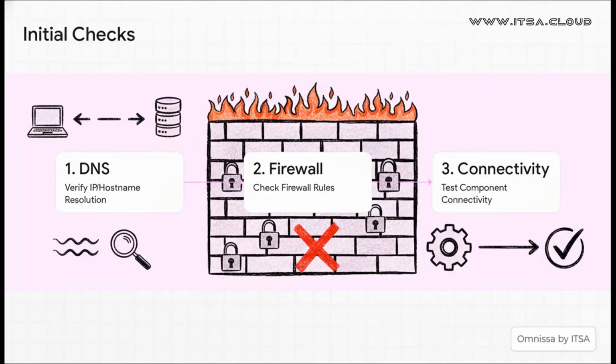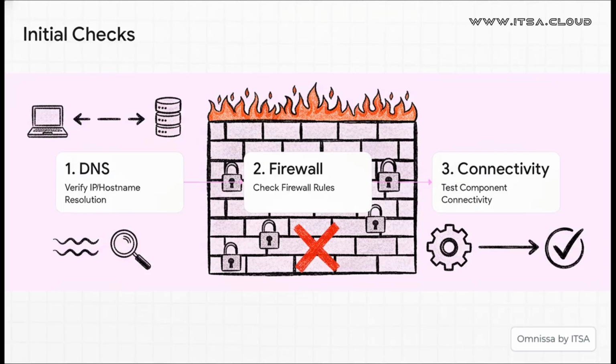First up, can your clients and servers actually find each other? Basic DNS and hostname resolution. Second, is something blocking the path, like a firewall rule? And third, can we confirm there's a direct line of communication between all the key components?